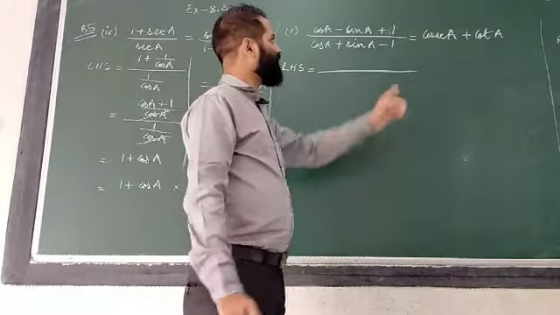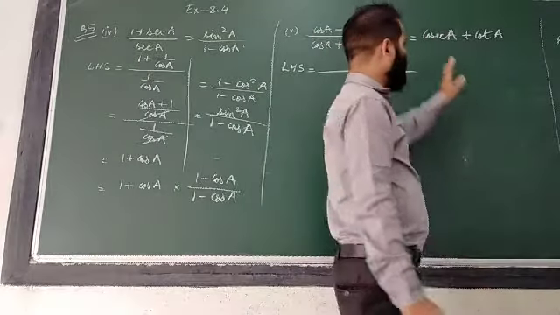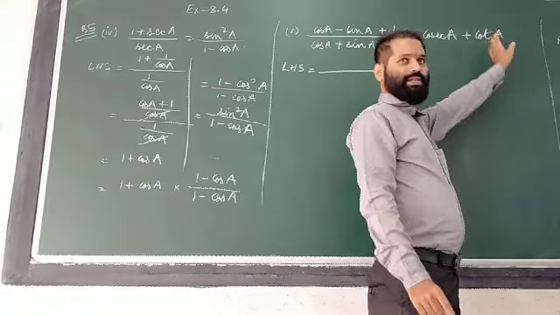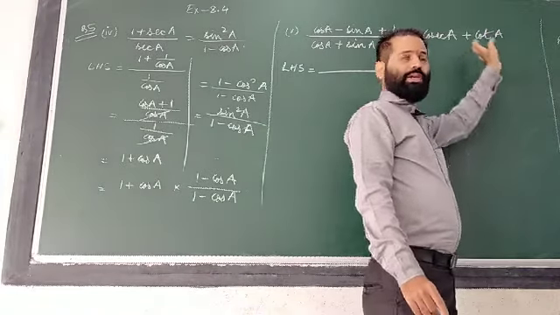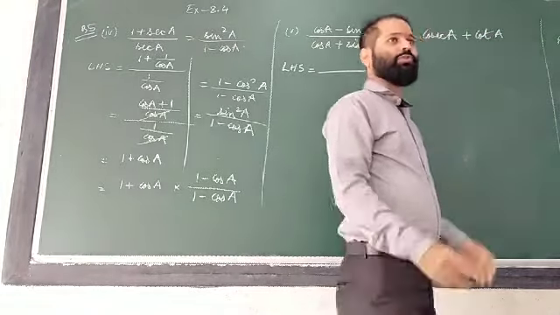So there is a simple way. Just see, cosec can be written as 1 by sin. Cot can be written as cos by sin. You can see in the denominator you are having sin. So when you are having sin in the denominator, divide each term by sin.